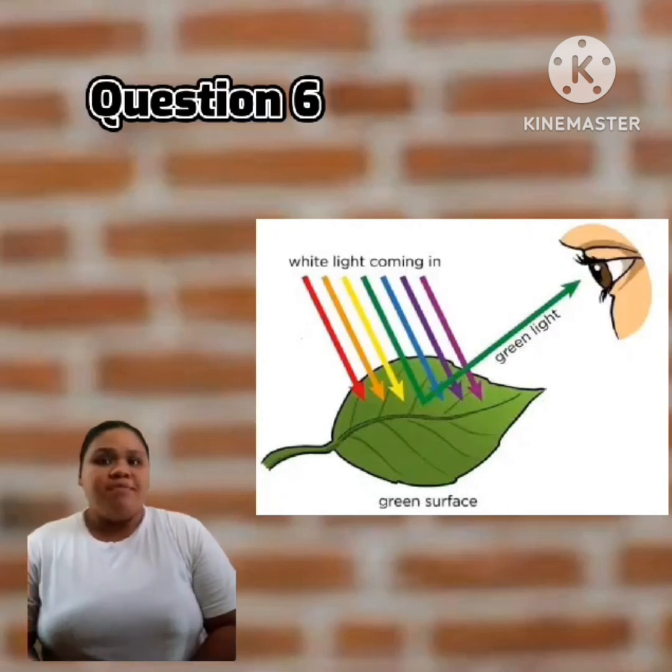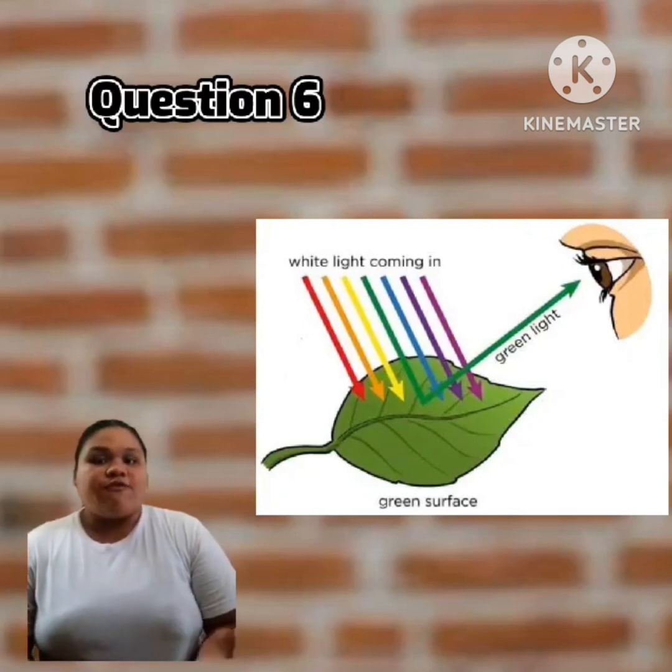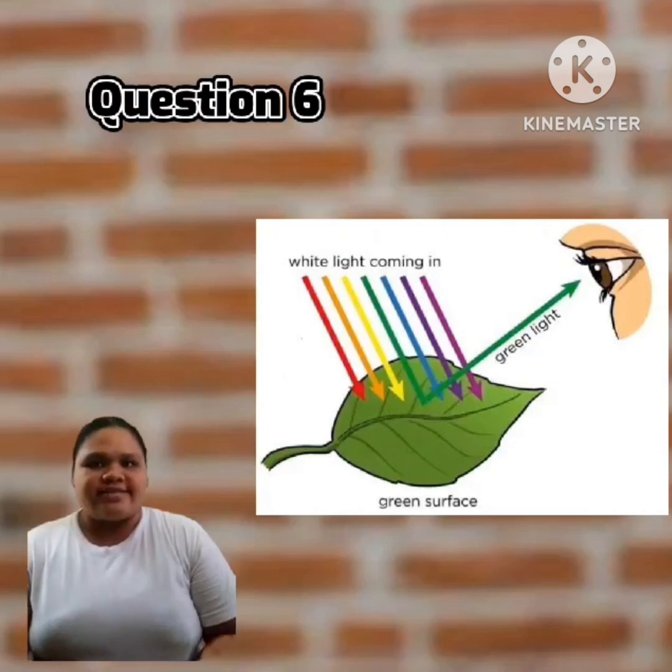Chlorophyll is the pigment that gives plants their green color. It's frequently a key component of the chemical reaction. Chlorophyll absorbs and stores solar energy in a process called photosynthesis.